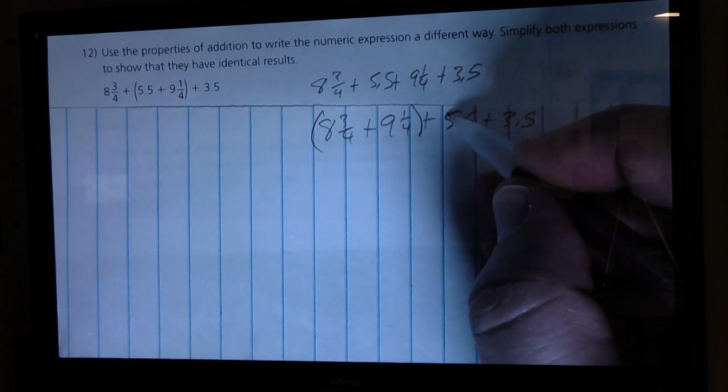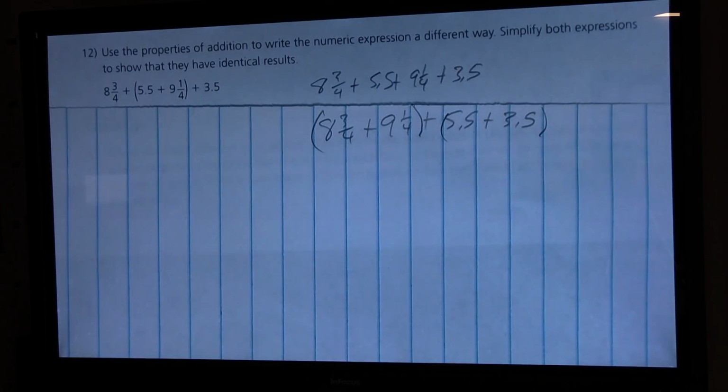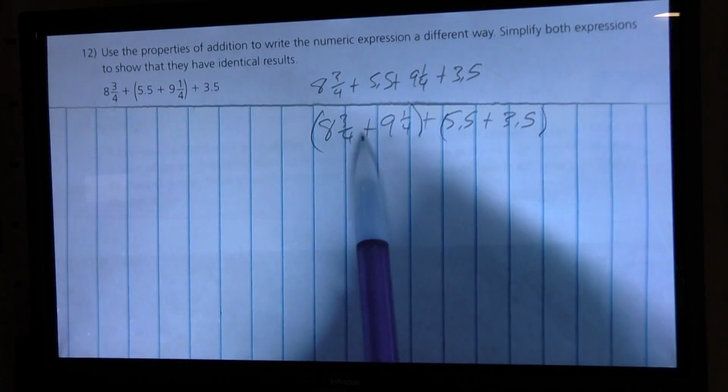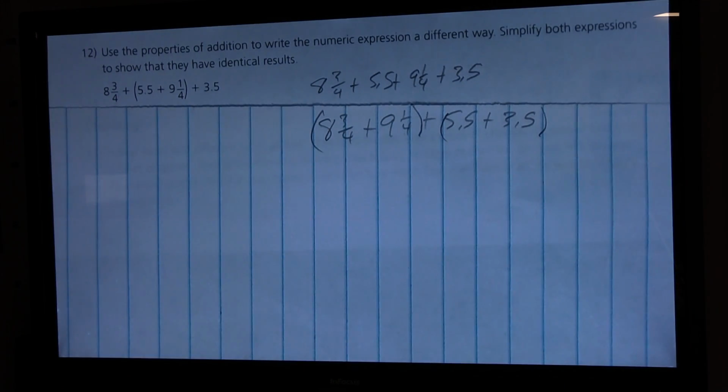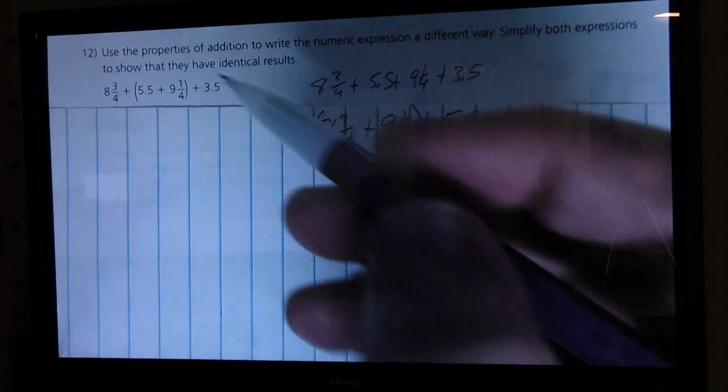So I'm going to group them together and these together. And this is going to make the addition part so much easier, because I'm going to worry about my fraction parts first. 3/4 and 1/4. If I have 3/4 and I add 1/4 to it, I'm going to wind up with 4/4, which is equal to a whole. So I'm going to add that whole to my 9 and make it 10.